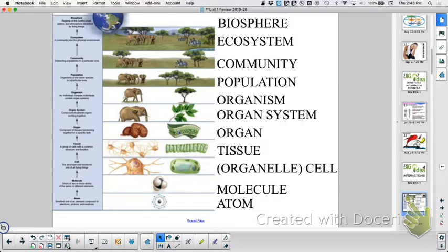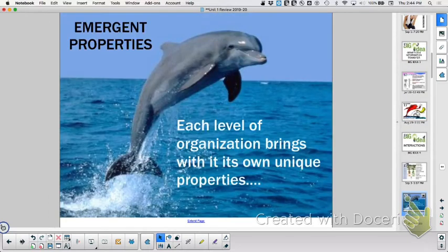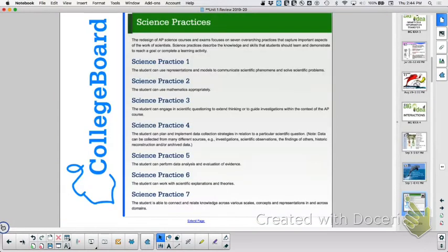tissues, organs, organ systems, organisms, population, same species, community, multiple species, ecosystem brings in the environment, and then biosphere where all life exists. Good. And as you go up in these levels of organization, right, you're going to have these emergent properties, these new properties as you go up. So, right, a circulatory system can do more than just a heart, but an organism consisting of multiple systems can do more than just the circulatory system.